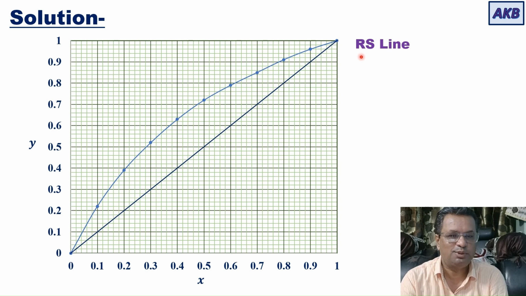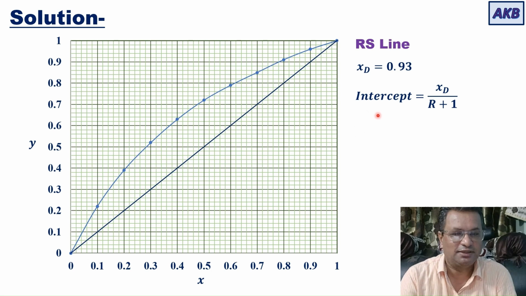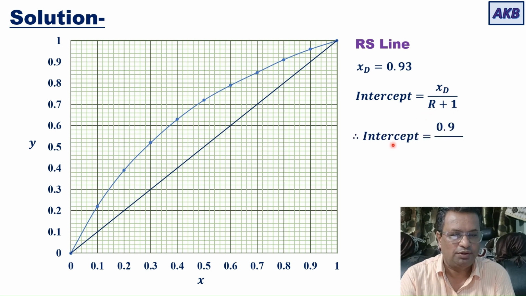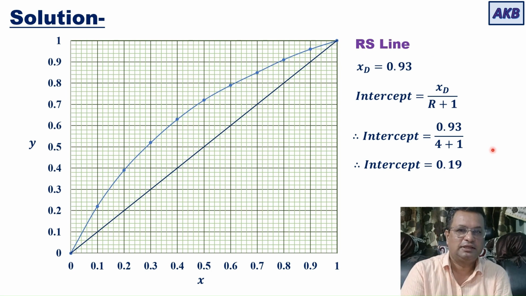First, we will be plotting the rectifying section line, the operating line for the rectifying section. And for this, we are going to use the information which is available with us. XD is 0.93. And the other information is, we will be using the intercept made by the rectifying section line on the y-axis. It is given as XD upon R plus 1. XD is known, R is known. You can easily get the intercept. So intercept will be 0.93 divided by 4 plus 1. That is, intercept is equal to 0.19. Okay. So we are going to use the value of XD, which is 0.93, and the value of intercept, which we calculated, which is 0.19.